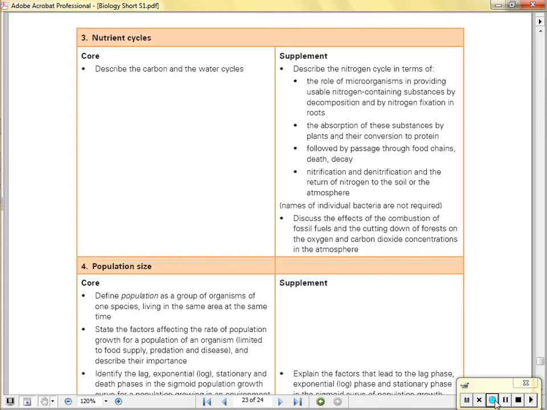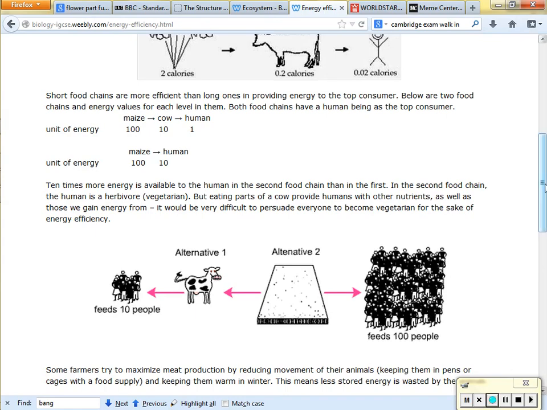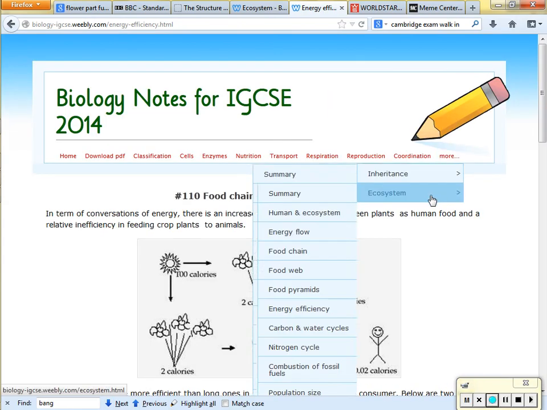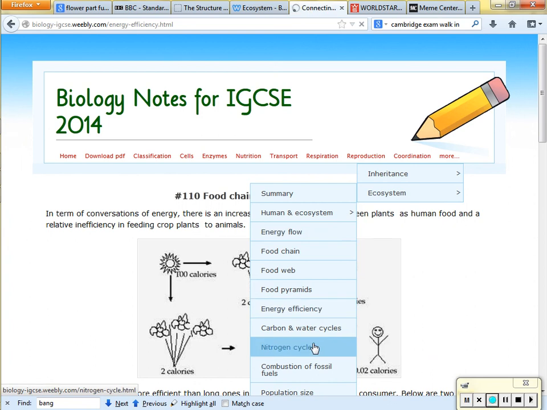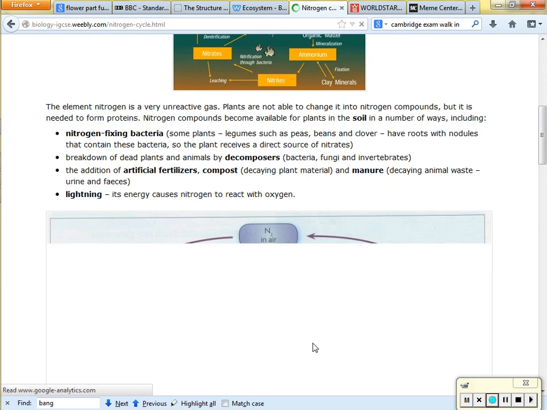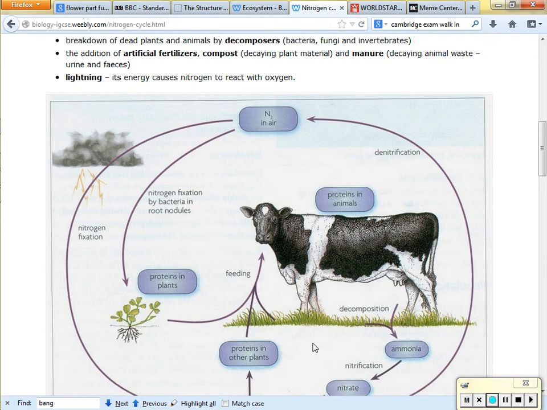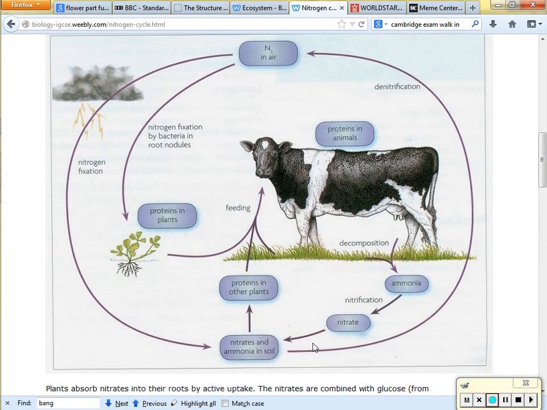I wonder what the little girl who made this, I wonder what hers looks like. Ecosystems, nitrogen cycle. Is hers any easier? Yeah, hers is nice. Okay, so we're going to use hers.